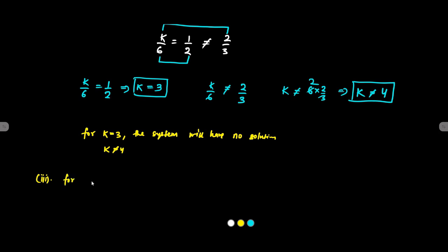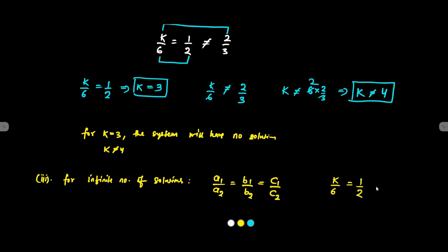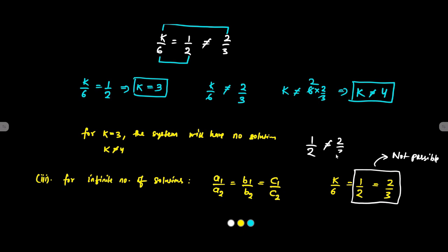Then the third thing, which is for infinitely many solutions, or infinite number of solutions. The condition is a1 by a2 should be equal to b1 by b2 should be equal to c1 by c2. Now it means k by 6 should be equal to 1 by 2 should be equal to 2 by 3. Now here the problem lies in this part. 1 by 2 is equal to 2 by 3 is in no way possible, because 1 by 2 is obviously not equal to 2 by 3. So there is no value of k for which the above condition will be satisfied.